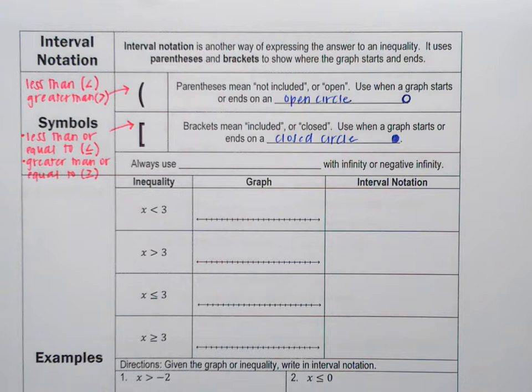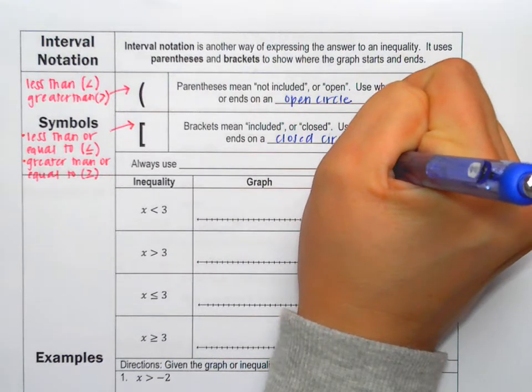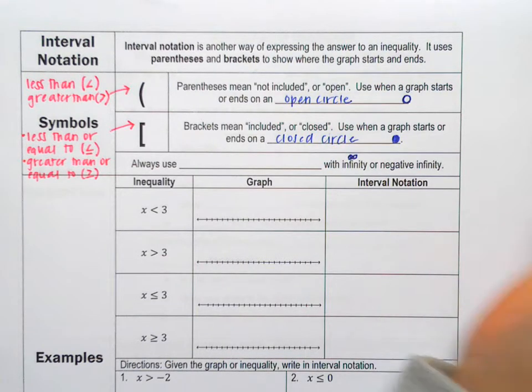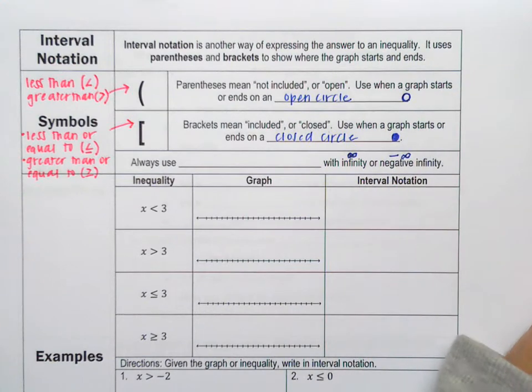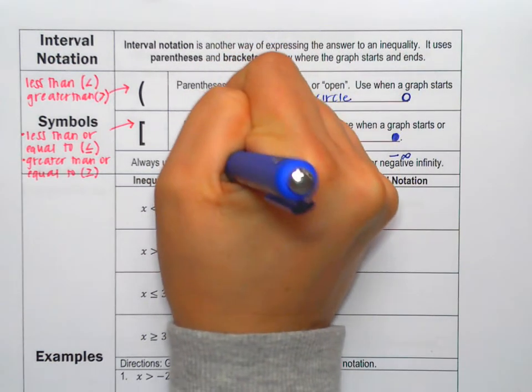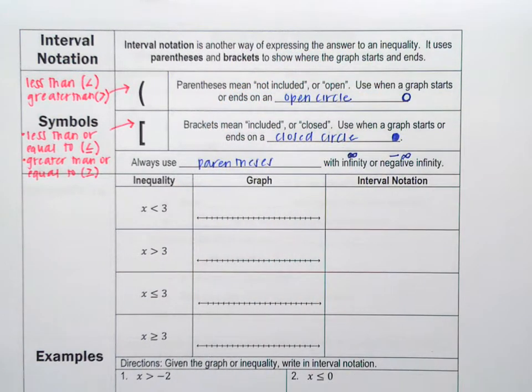When something's going on forever in the positive direction or forever in the negative direction, we use infinity. We use the infinity symbol, which is basically a sideways 8, or a negative infinity. And we always use parentheses with infinity or negative infinity. I'll show you in the next portion what that looks like.